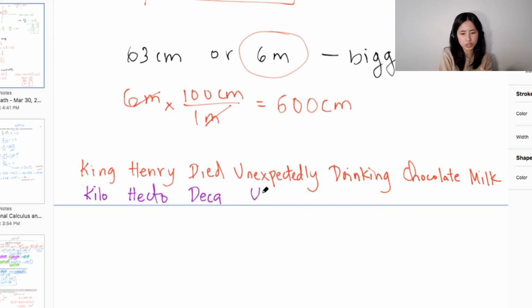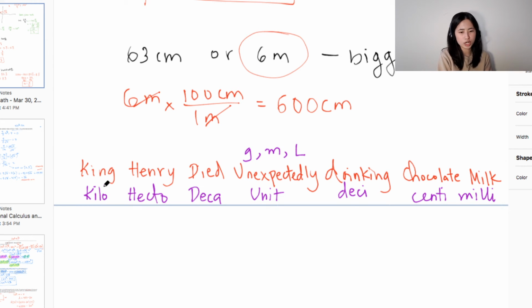And this is basically your base unit, which could be grams, meters, or liters. It's just your standard unit. And the D here should be a small d because you're looking at deci. Drinking, this is deci, and this is centi, and this is milli.